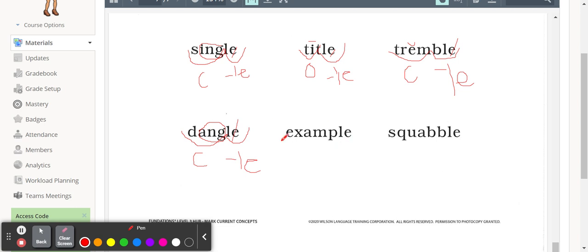Okay. Ooh. This is multi-syllable. Ex, am, ple, example. We have a closed syllable. Am is another closed syllable, and that technically is a glued sound too. Am, ham, am. And we have consonant LE. Cross off the silent E.